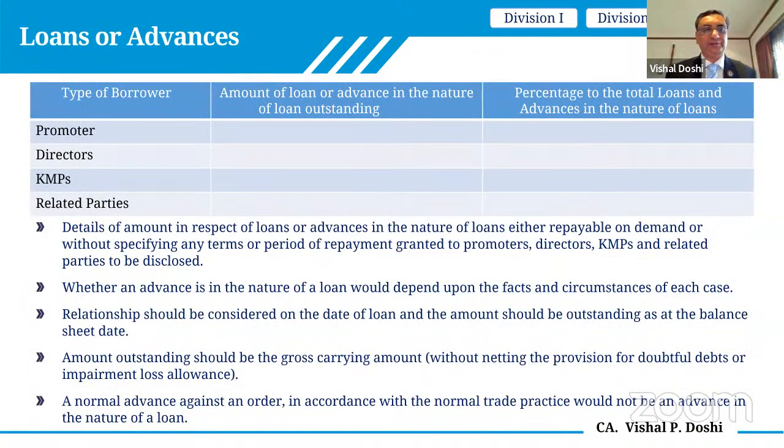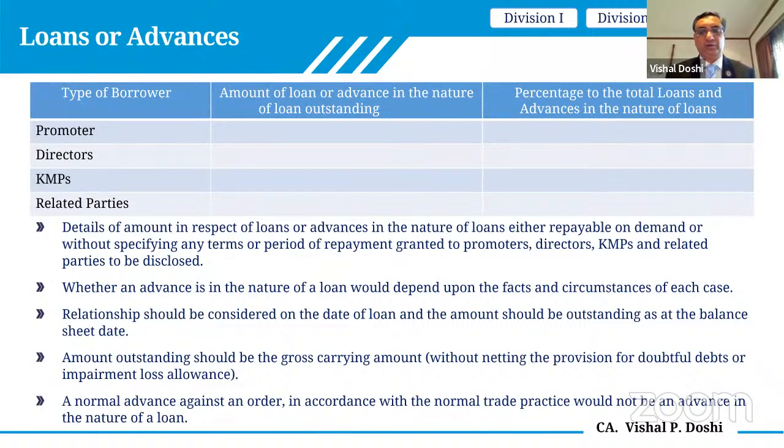Loans or advances. The type of borrower, again, this is more of a related party sort of a thing, where it is a promoter, director, a key management personnel or related parties. So the disclosure required, friends, over here is with respect to the amount of loan or advance, which is in the nature of loan, and the percentage to the total advances or advance in the nature of loan has to be given. Now the guidance note says that this is where you have to bring in the auditor's judgment.